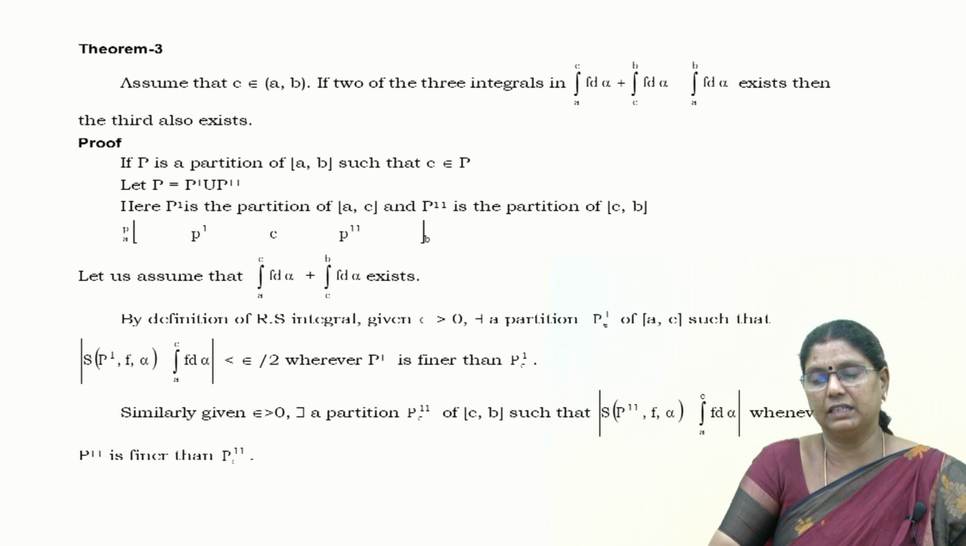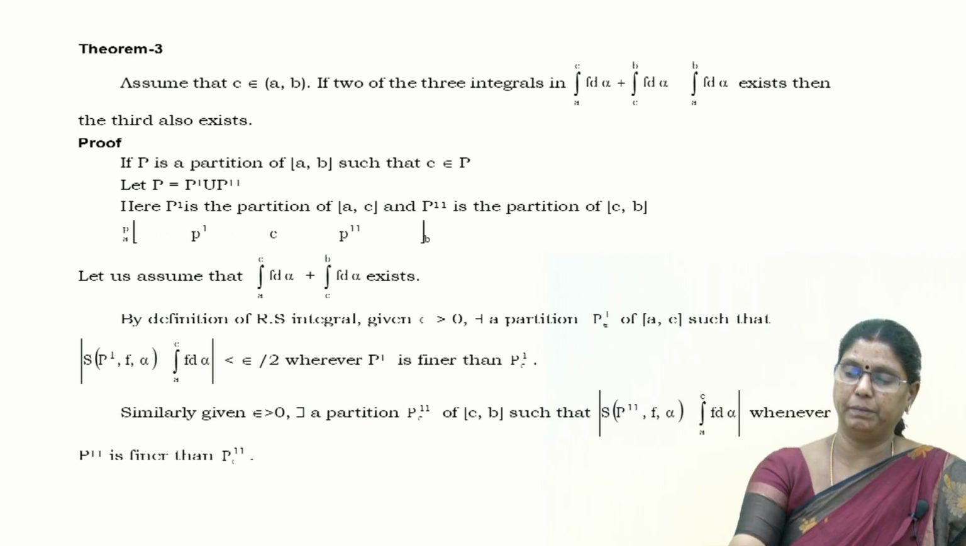given epsilon greater than 0, there exists a partition P_epsilon' of [a, c] such that the modulus of S(P', f, alpha) minus the integral from a to c of f d alpha is less than epsilon by 2 whenever P' is finer than P_epsilon'. Similarly, we can write for P_epsilon'' and for the partition of [c, b].